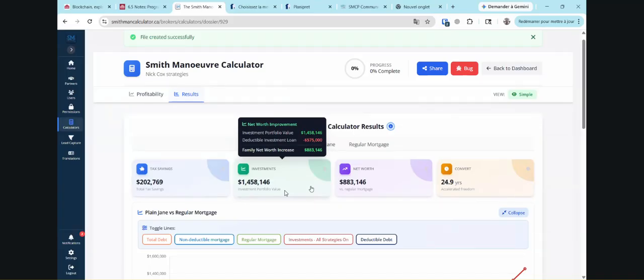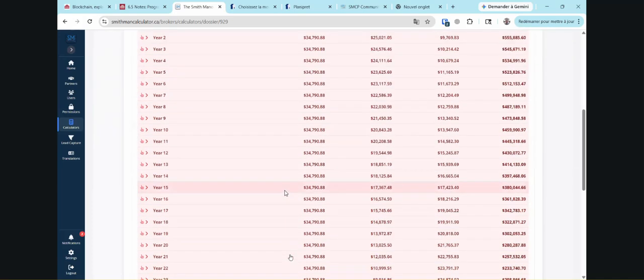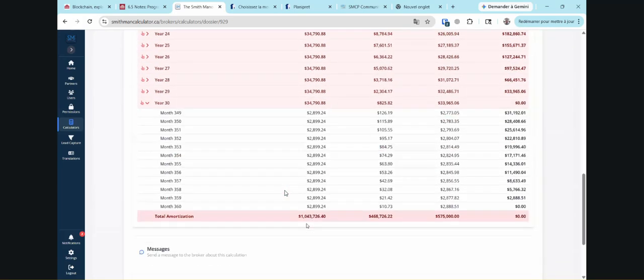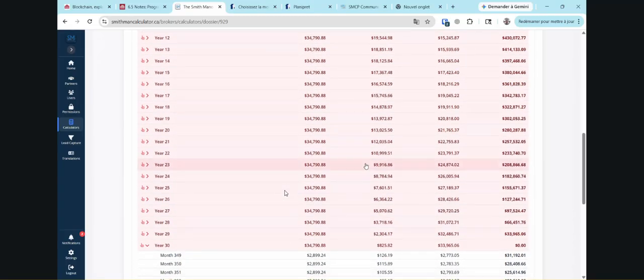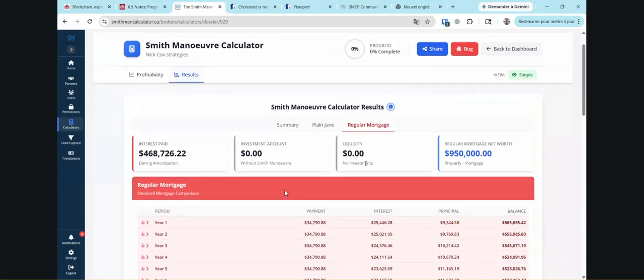518,609. Now, Ryan, go to the regular mortgage, scroll to the bottom and show me the total interest cost over the whole amortization. Oh, look at that. 468,726 is the total interest cost over 30 years based on this scenario. Just doing the most basic version of the strategy, net of capital gains tax and net of paying out the converted debt, we've got a net wealth improvement that has exceeded the total cost of interest.